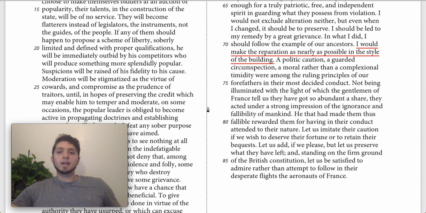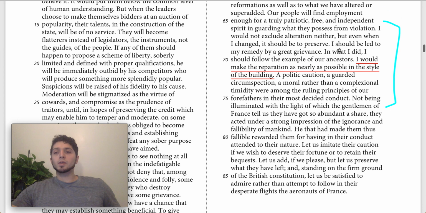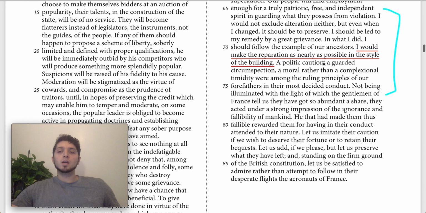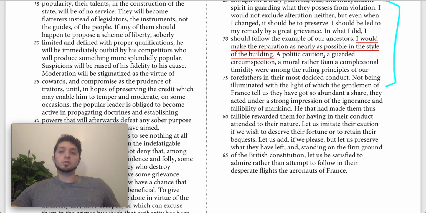So here is Burke saying I would make the reparation as nearly as possible in the style of the building. So let's get a general sense. Let's step back a little bit and understand the context here. This is Burke talking about the British Constitution, praising it, saying that we need to preserve it rather than try to change it too much. He starts up here by saying I would not exclude alteration neither, meaning it's okay to make changes to the government or to the Constitution, but even when I changed it, it would only be to preserve it, right? To change it to keep its original meaning.